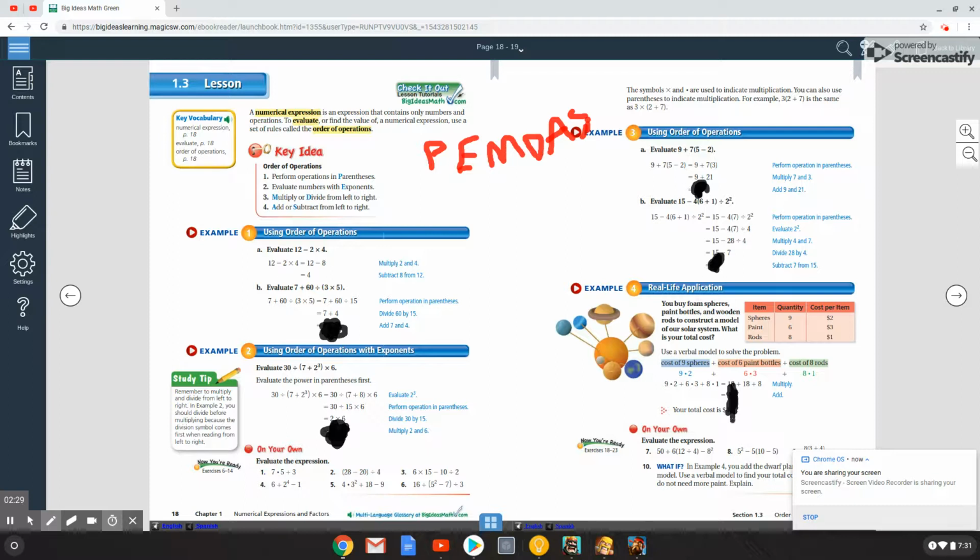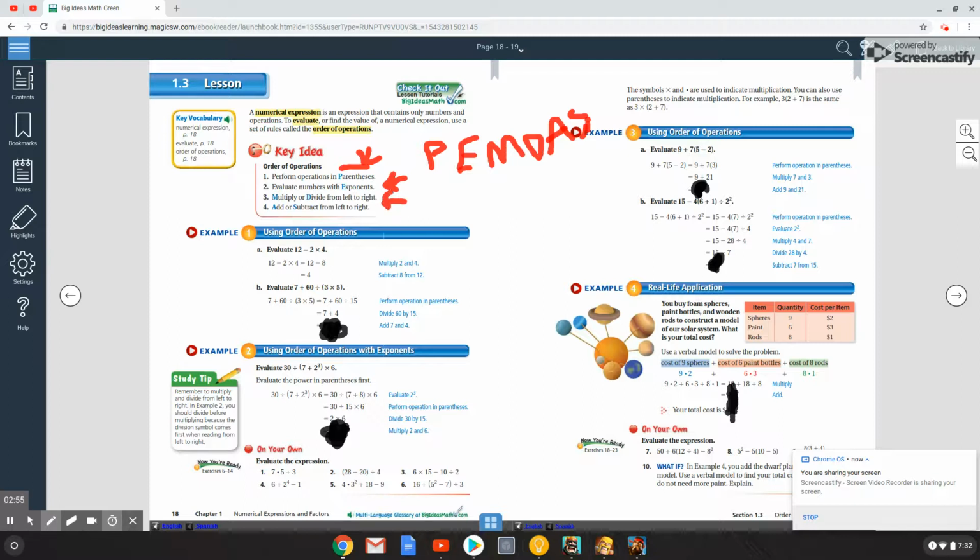The order in which we should do it is, first, we solve the parentheses, as it says right over here. P is for parentheses. Whatever is inside the parentheses, we solve first. Next, we solve any exponents. Then after that, we multiply and divide from left to right.